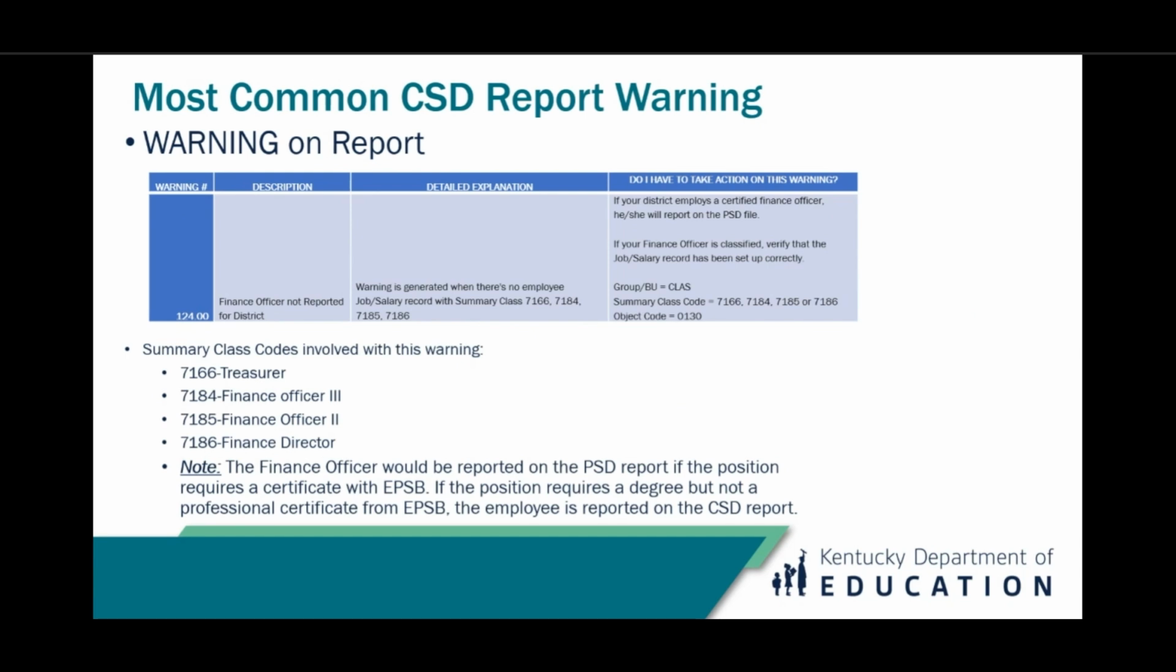So the most common CSD report warning is that a finance officer is not reported. For the district, it's warning 124. This warning is generated when there's no employee or job salary record with summary class 71, 66, 84, 85, or 86. The summary class codes involved with this warning, again, are 66, 84, 85, and 86.